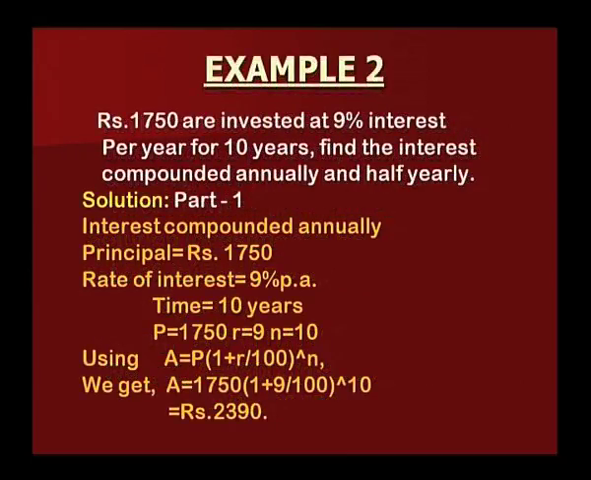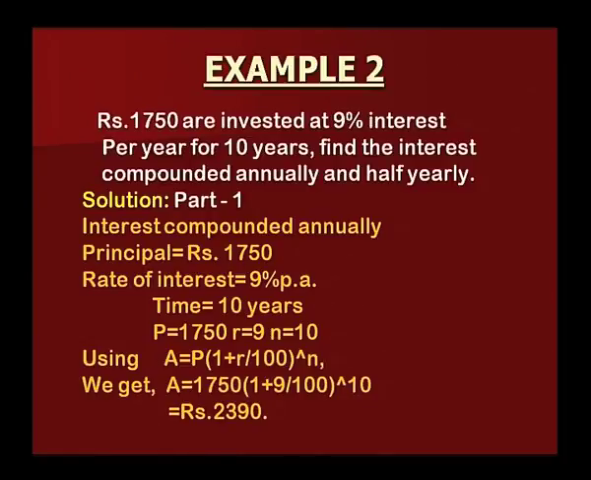Example second. Here rupees 1750 are invested at 9% interest per year for 10 years. Find the interest compounded annually and half yearly. Part 1 of the solution here is interest compounded annually. Principal is equal to rupees 1750, rate of interest is equal to 9% per annum, time is equal to 10 years. Here P is equal to 1750, R is equal to 9, N is equal to 10.